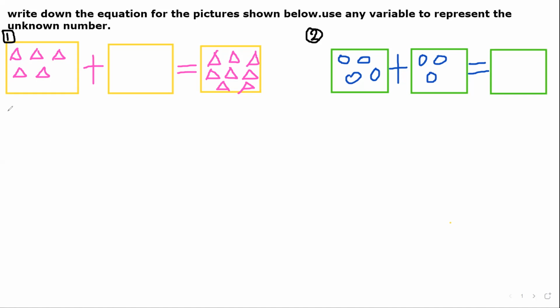Now, the first one here, you underline the number. It is 5. Plus the unknown.